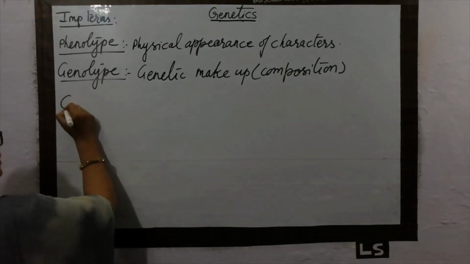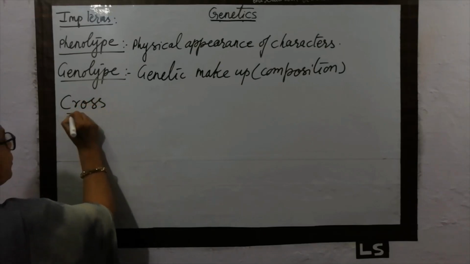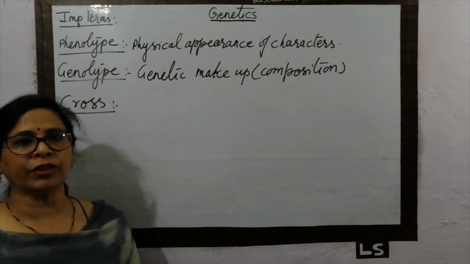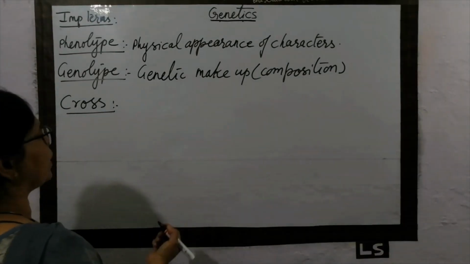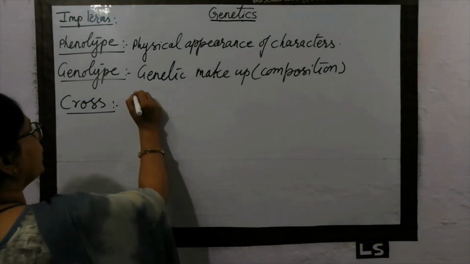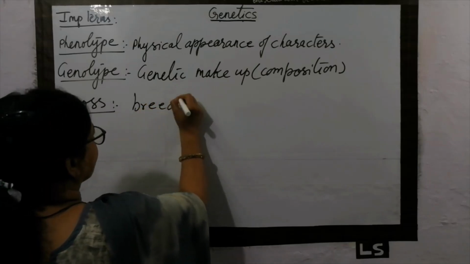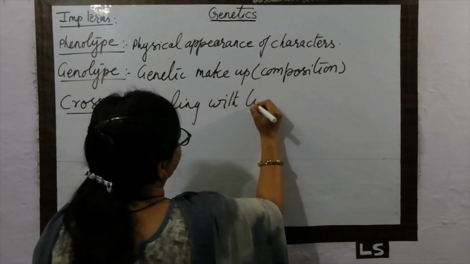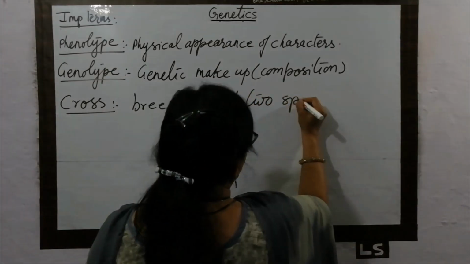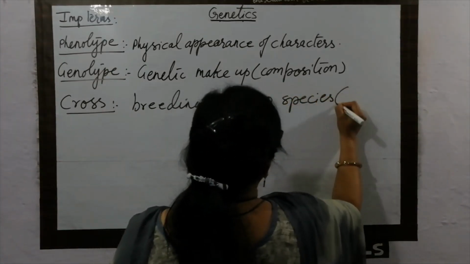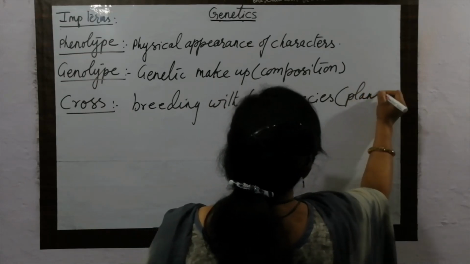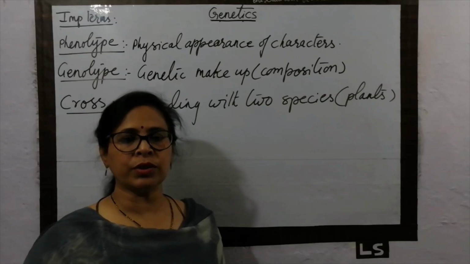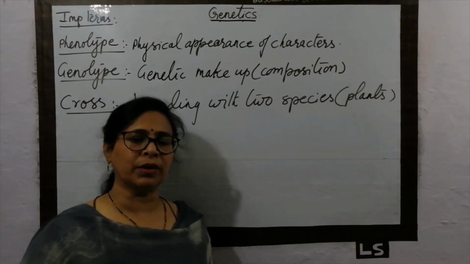One more term is there, that is the cross. What is the meaning of cross? Cross means breeding between two plants or two animals. As we are going to study Mendel, we simply call it breeding between two plants. It is called the cross.